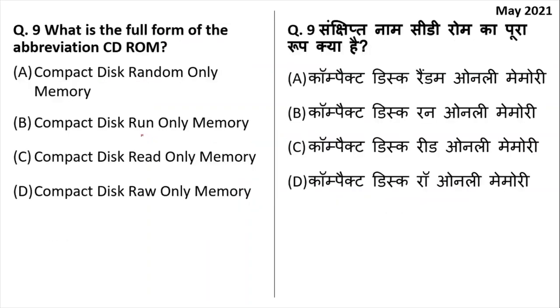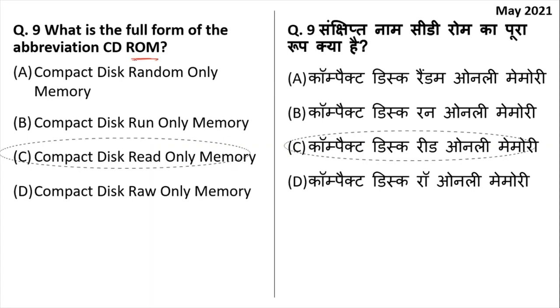What is the full form of the abbreviation CD-ROM? So you might have heard about CD-ROM. We have used it extensively. CD-ROM stands for Compact Disk Read-Only Memory. The right answer is option C over here. Why is it read-only memory? Because we cannot change it. The manufacturer writes it once and we cannot make any changes to read-only memory because it says read-only. That is why it can be only read and not written. Right answer is C.